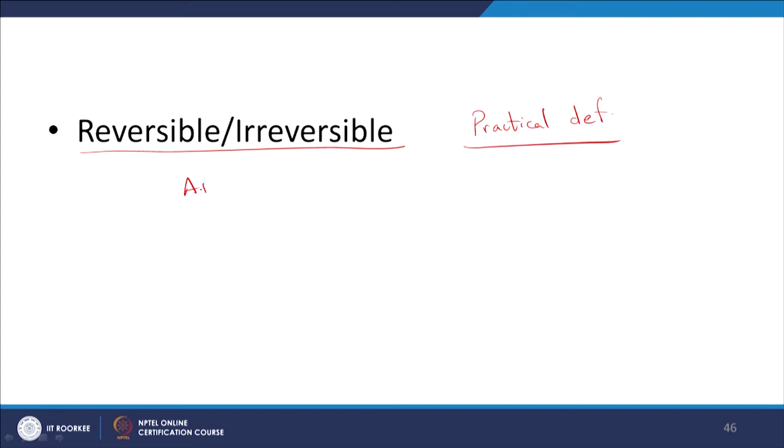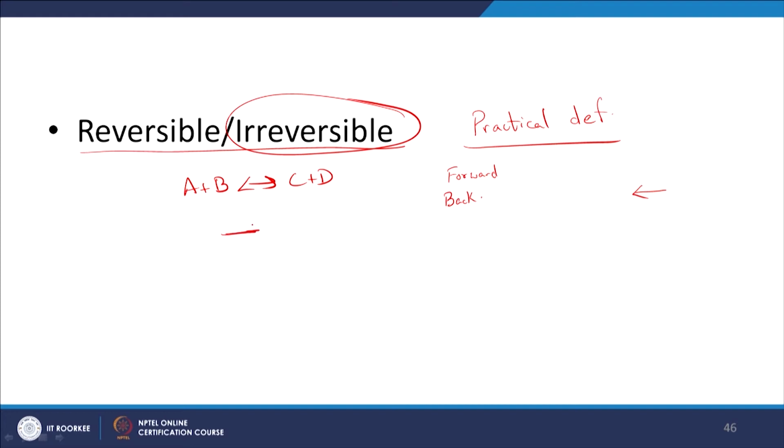So for example, let us say A plus B can go to C plus D. In general, theoretically you will always have a forward and a backward reaction. So when somebody says a particular reaction is irreversible, what does that mean? It is a practical definition again, because theoretically all the backward reactions are feasible, but when somebody says it is irreversible, what does it mean?